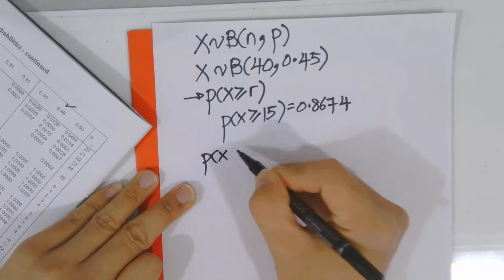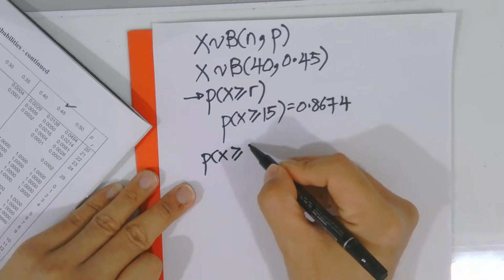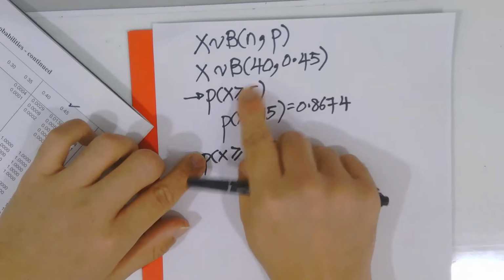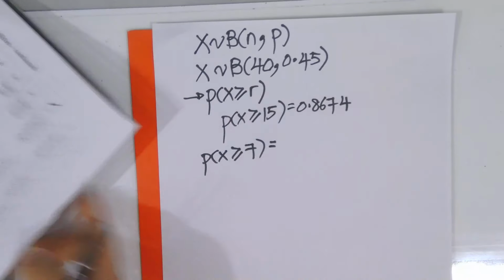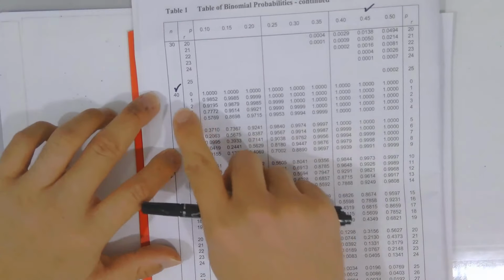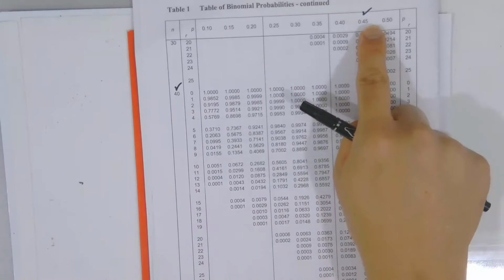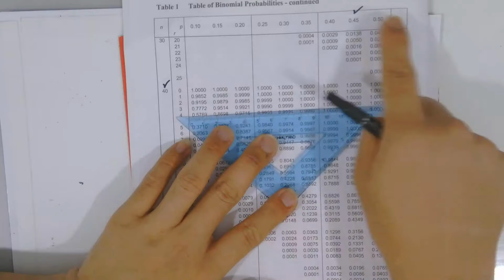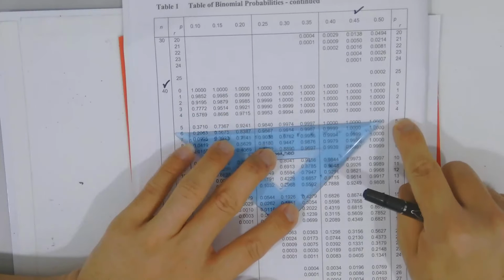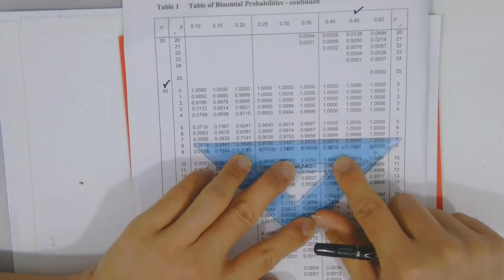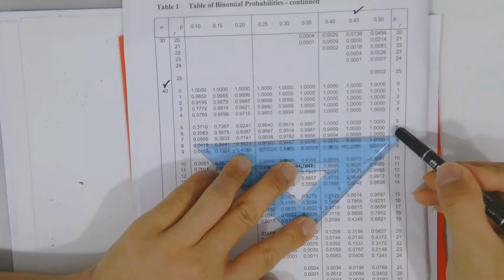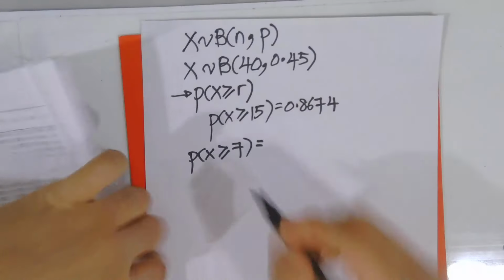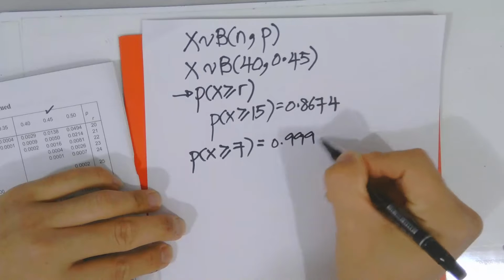For example, if I want to find P(X greater than or equal to 7), very simple. As long as it's in this format, X greater than or equal to r, we can straight away use the statistical table. 40, 0.45, where is the value 7? 1, 3, 4, 5, 6, 7. Yes, this is the value, which will be 0.9999. It means that at least 7 will be 0.9999.